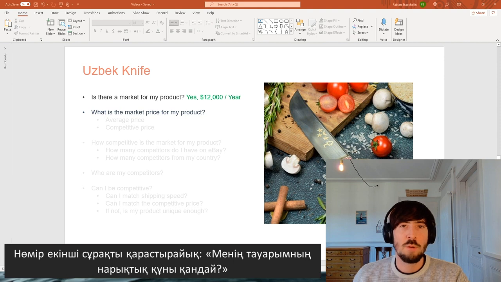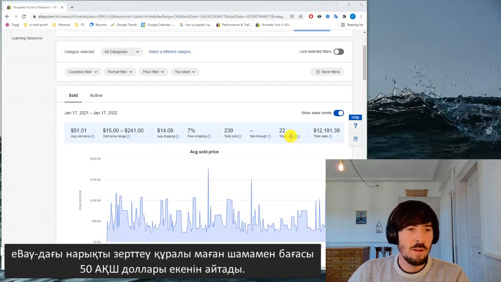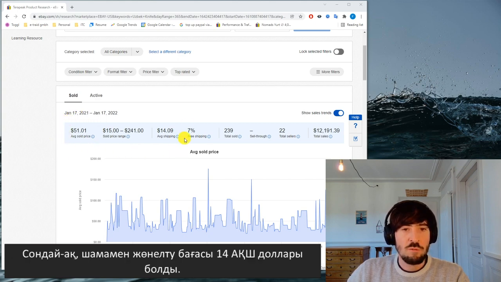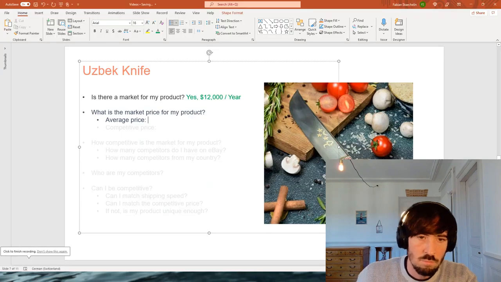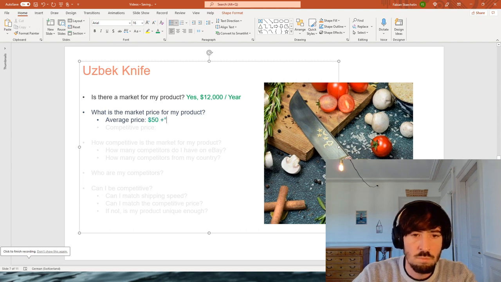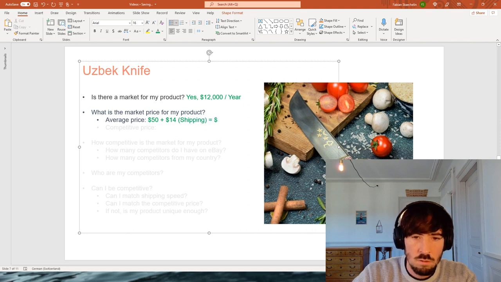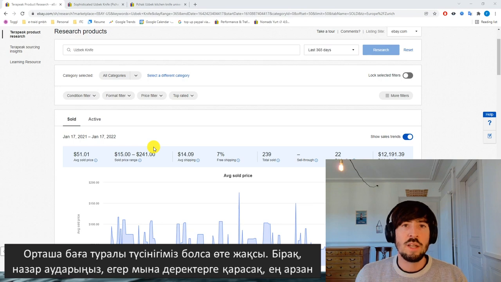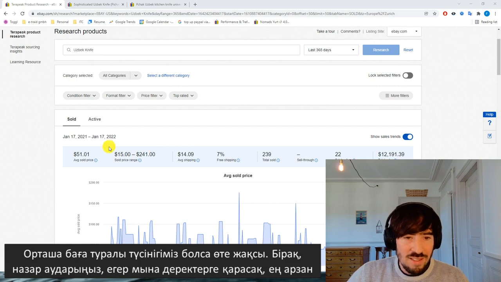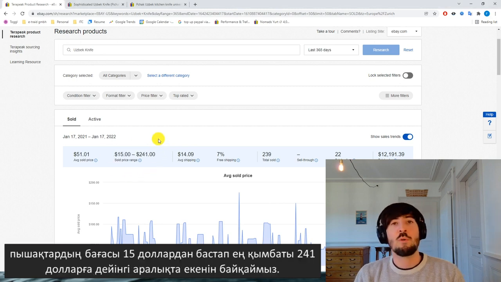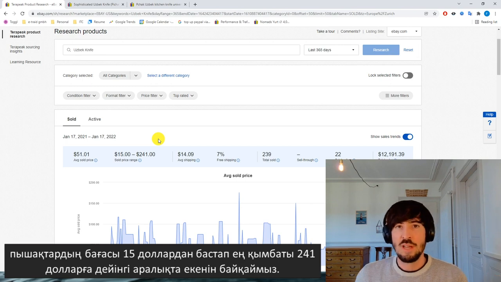What is the market price for my product? The eBay research tool tells me that the average price was roughly $50, and there was an average shipping cost of roughly $14. So it's great if we have an understanding of what the average price is. However, if you look at this information, you can see that the price range goes from $15 for the cheapest knives to over $240 for the most expensive knives.